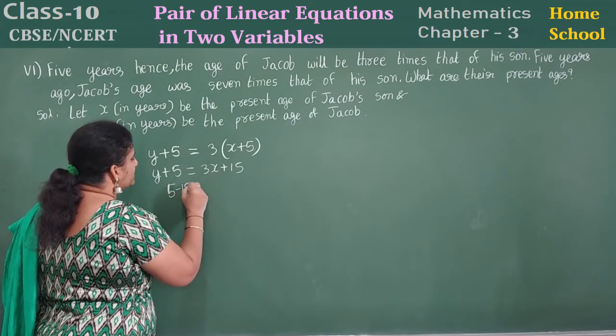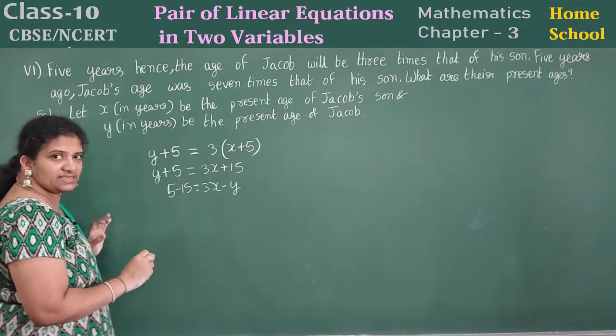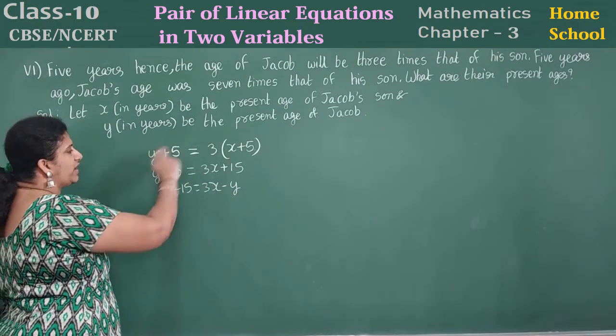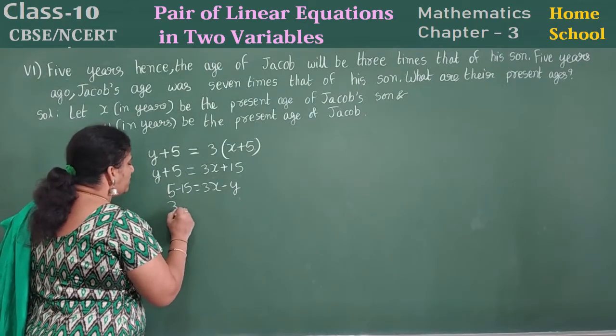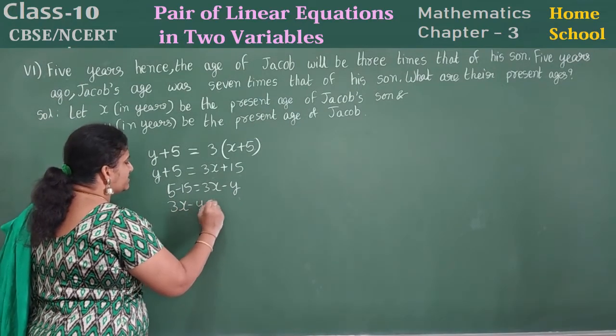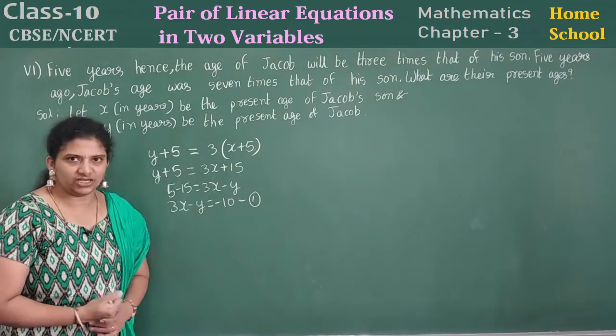5 minus 15 is equal to 3x minus y. Will you accept with me? 3x, this y bring this side, minus y. 5 minus 15 will be minus 10. At a time reverse, children, that will be minus 10. This is your first equation.